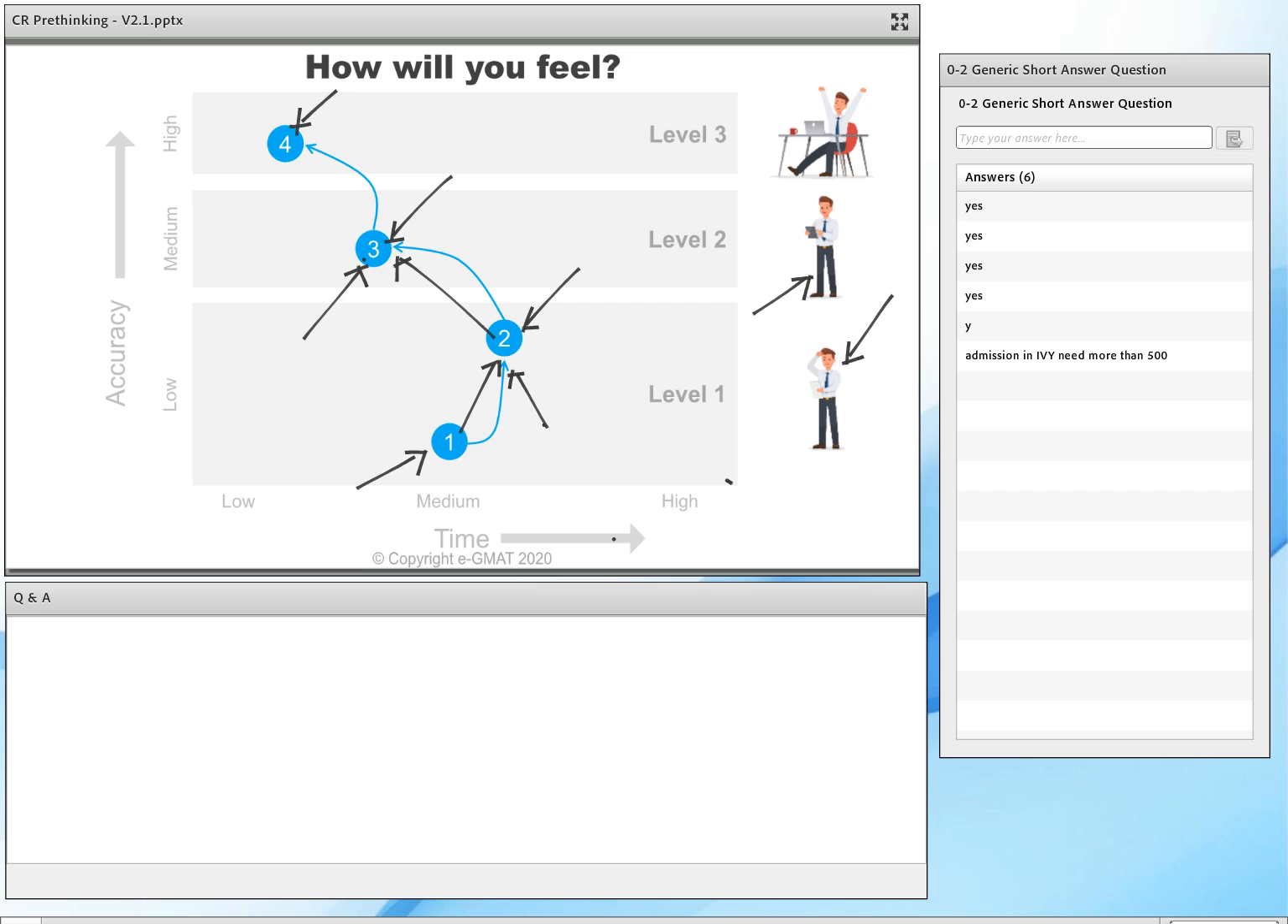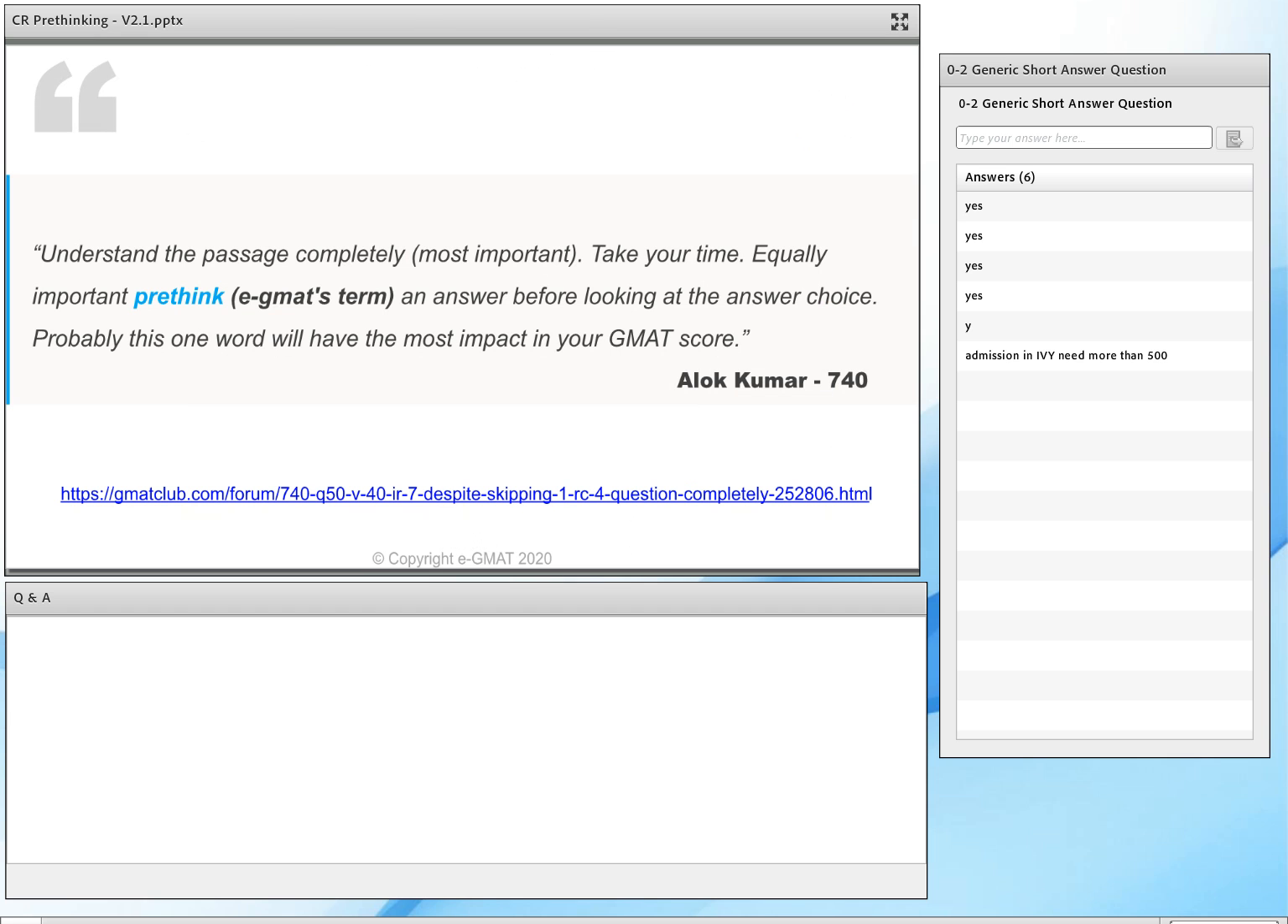But trust me, once you do those 20 to 25 arguments, you will not follow any other method. You won't even ask the question why, because you'd start seeing the disproportionate benefits of pre-thinking.